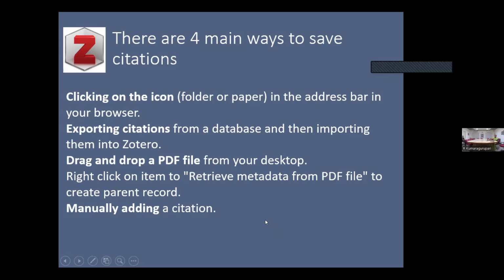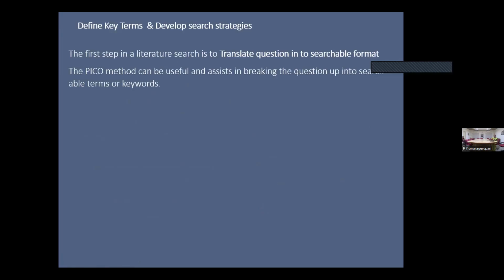See, before starting, you have to do a proper search. So define the key terms and develop a search strategy. This is very important. See here, the first step of literature search is to translate your question into a searchable format. Then only can you create the folders in Zotero.